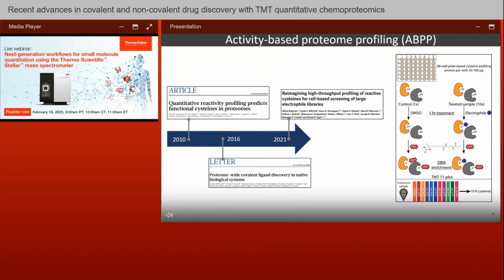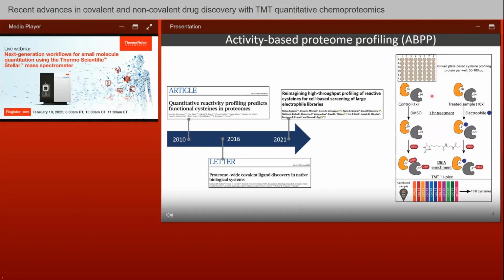So this whole field of activity-based protein profiling started about 15 years ago, pioneered by Ben Cravatt at Scripps, and has rapidly evolved in the last 5 to 10 years. And 3 years ago, my former colleague Miliang amazingly incorporated TMT 11-plex with ABPP, so that we were able to work with 48-well plates using probably 50 to 100 microgram protein input, whether these are native cell lysate or live cells, right?